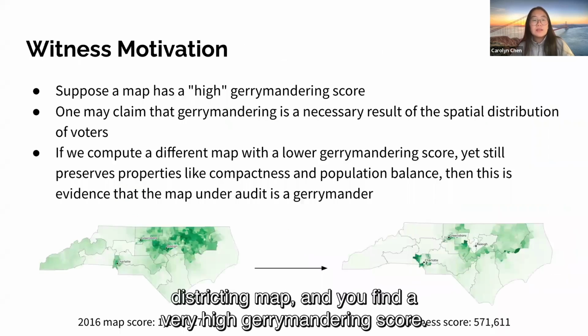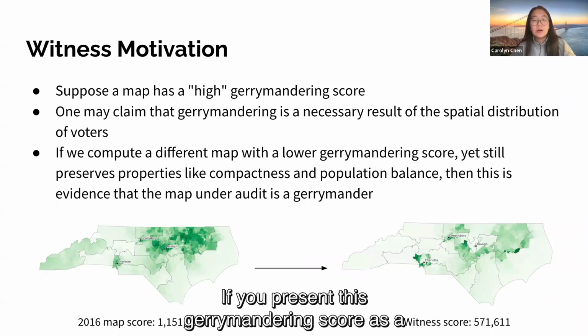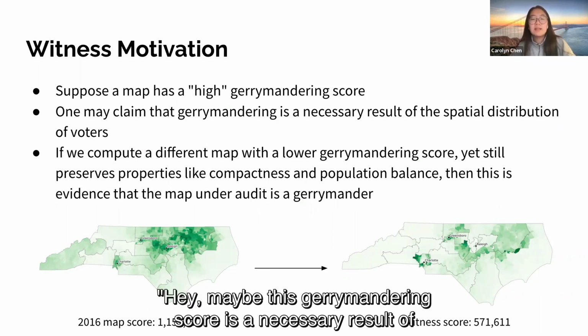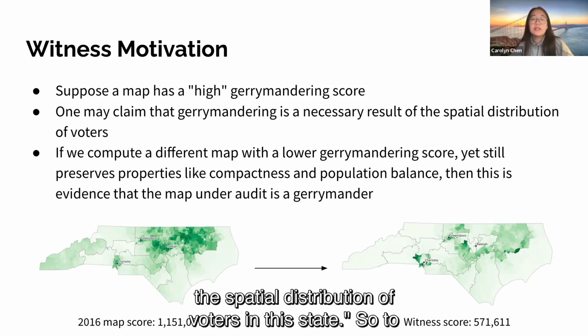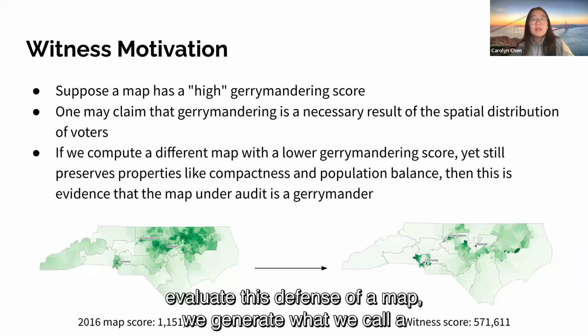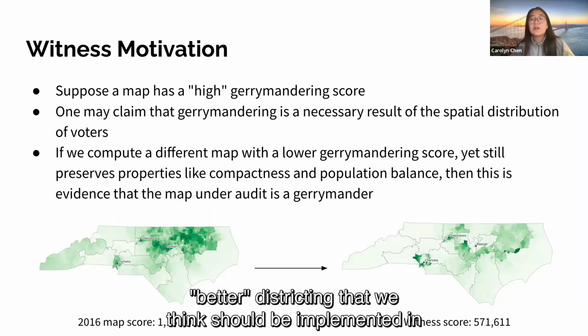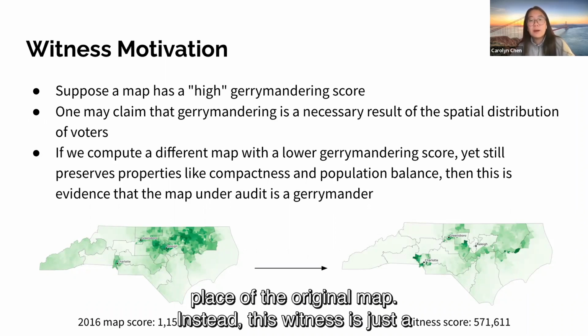So let's say you're auditing a proposed districting map and you find a very high gerrymandering score. If you present this gerrymandering score as a critique of the districting map, somebody can respond by saying, hey, maybe this gerrymandering score is a necessary result of the spatial distribution of voters in this state. So to evaluate this defense of the map, we generate what we call a witness map. This witness map is not intended as an alternative, better districting that we think should be implemented in place of the original map.